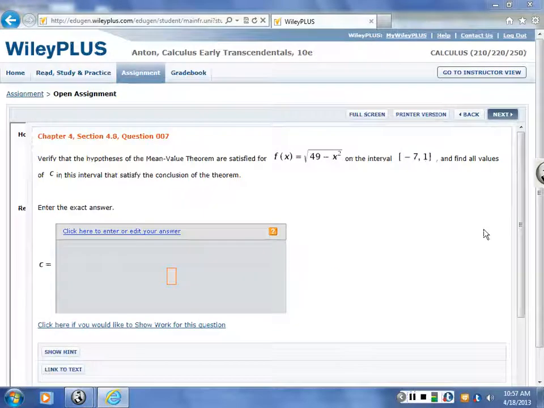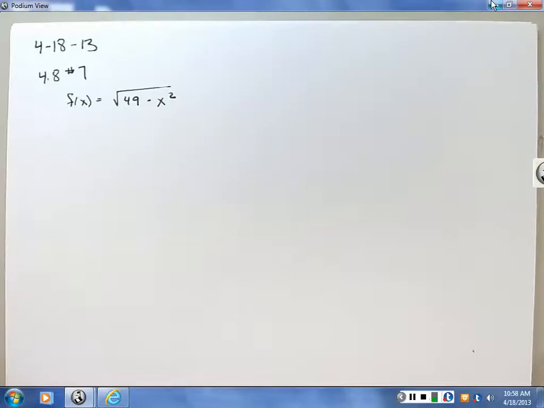So we're going to look at 4.8, number 7. We have this function, f of x equals the square root of 49 minus x squared, which is a circle centered at 0, 0 with radius 7. And I'm going to integrate it from minus 7 to 1. So I'm really looking, oh no, I'm not integrating, sorry, I'm jumping ahead. I just want to know at what point, so let me just, from minus 7 to 1.